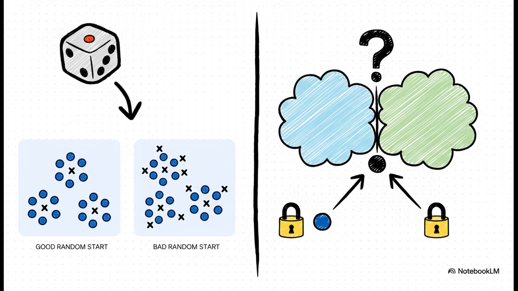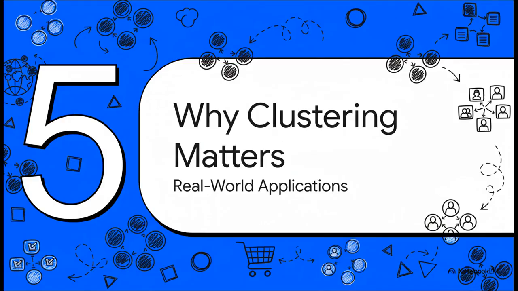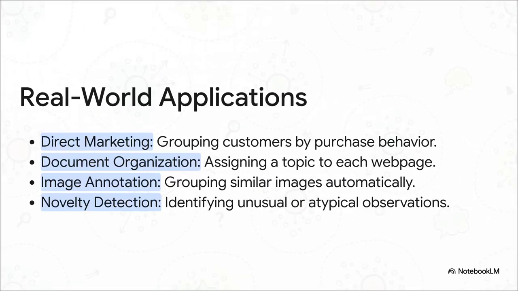The second thing is that k-means makes what we call hard assignments. A data point is either in cluster A or cluster B, period. It can't be a little bit of both. And that can be a problem for data that's kind of sitting on the fence between two groups. So, you might be thinking, with those challenges, why is this thing so popular? The answer is simple, because despite its simplicity, its ability to find structure in unlabeled data is just incredibly powerful in the real world.